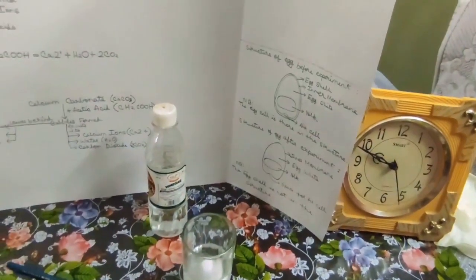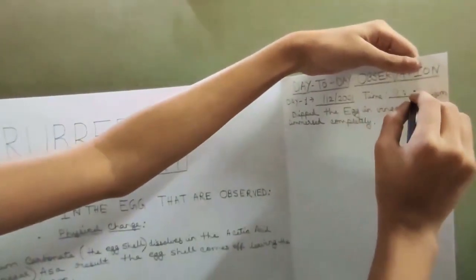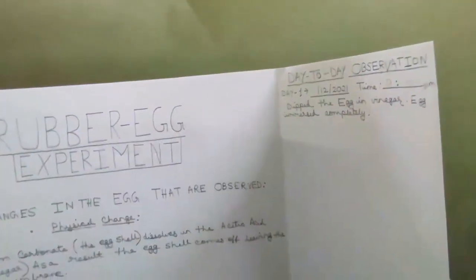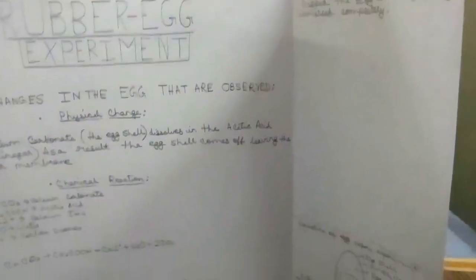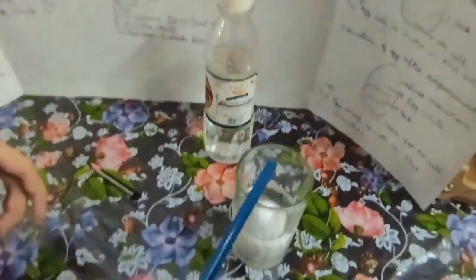Now let me write my observation for day 1. 9:45, so I have written 9:45 p.m. I have dipped the egg in vinegar. The egg has immersed completely. Now let me show you that the bubbles are coming out of the egg.